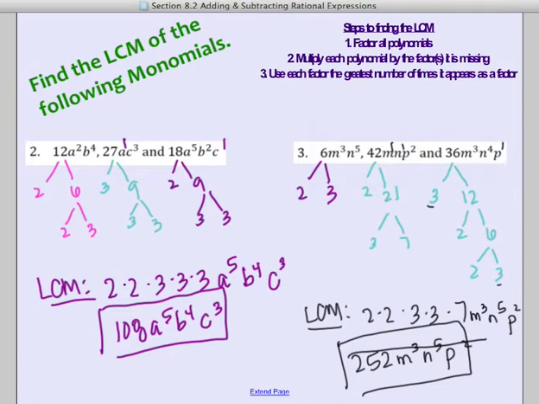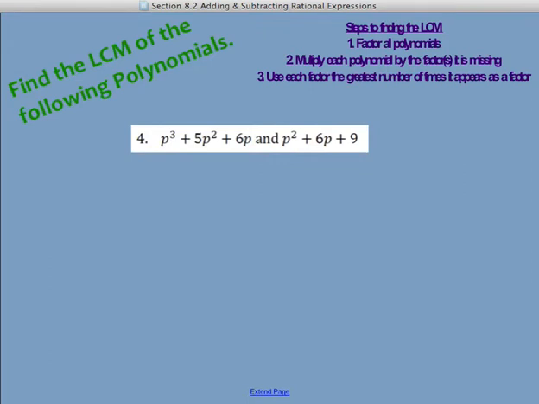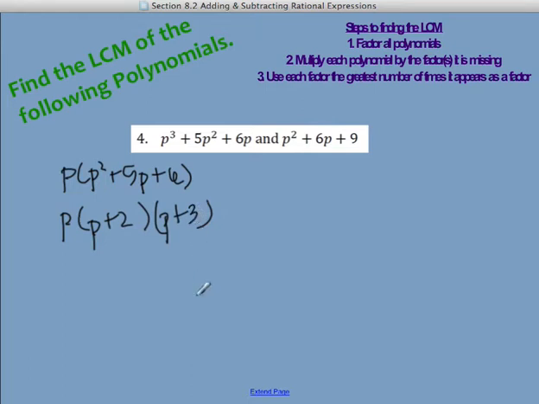All right, so we're moving away from monomials. Remember, mono means 1, okay? There was only 1 piece. Here we're going to move to polynomials where there's more than 1 piece. So we're going to need to factor. If I look at this first one, I can see that there's a p to the third, p squared, p. So I can take out a p. It's going to give me 5p plus 6. And now I'm going to factor what's in parentheses. What multiplies to 6 but adds to 5? Well, 2 times 3 multiplies to 6 but adds to 5.